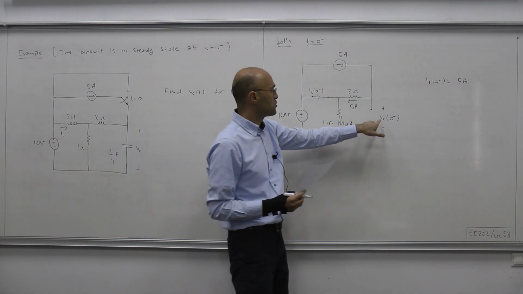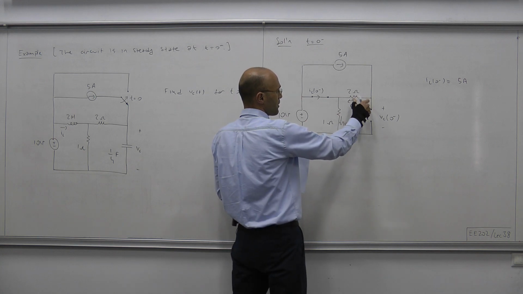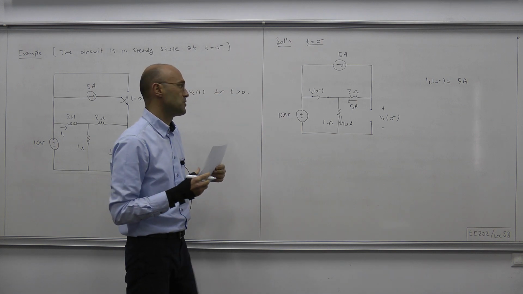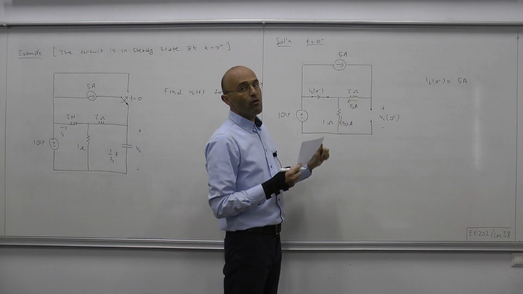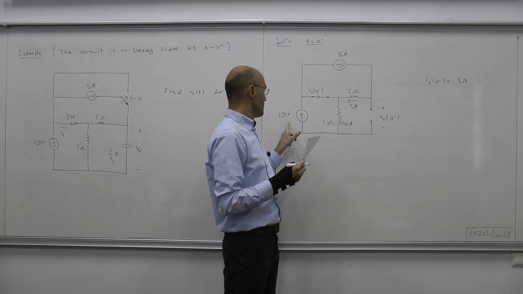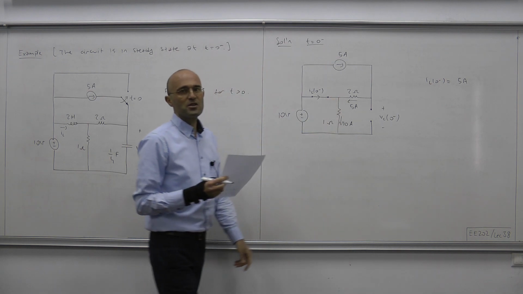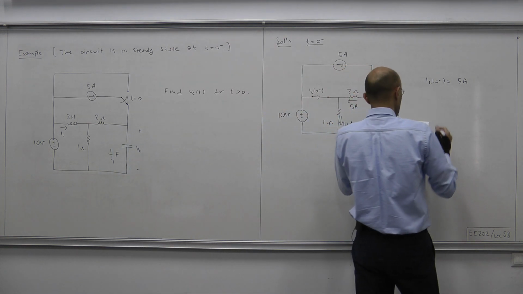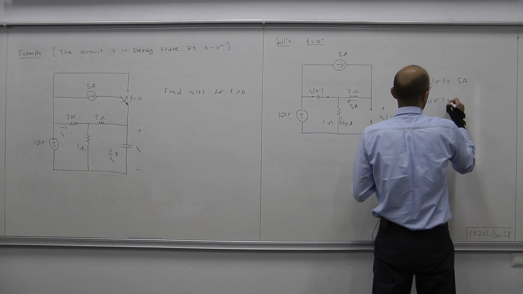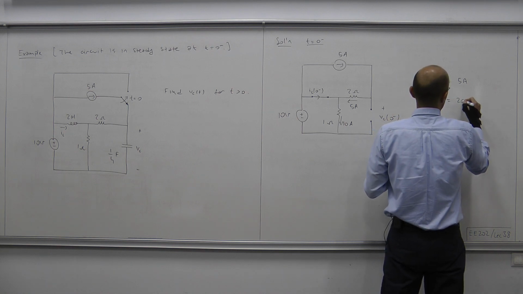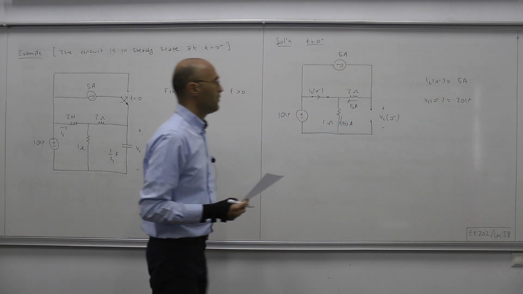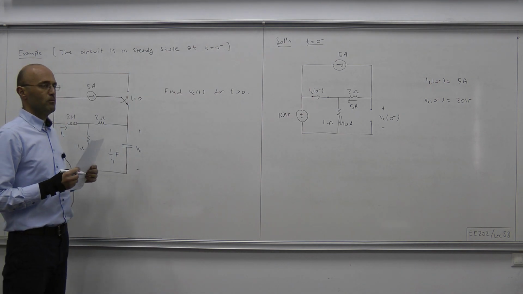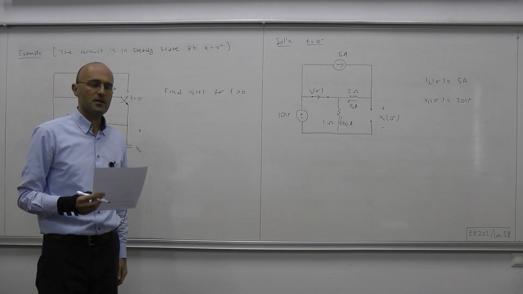As for VC(0 minus), it's the voltage drop across the 2 ohm resistor plus the voltage drop across the 1 ohm resistor. So here we have 10 volts, here we have another 10 volts, that makes 20 volts for the initial capacitor voltage. VC(0 minus) equals 20 volts. Now we have the initial conditions. That means we have everything we need in order to obtain the S-domain circuit.